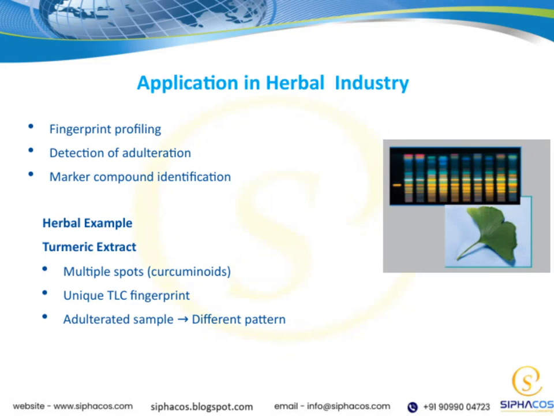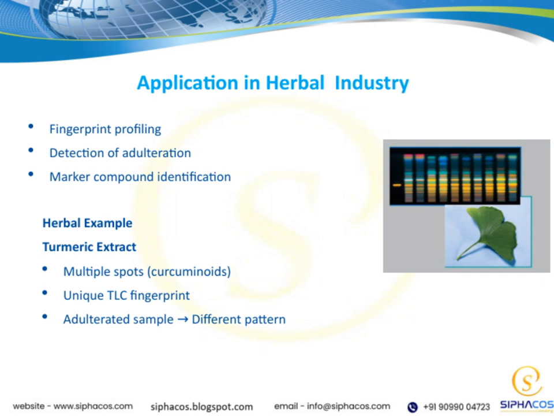Let's take a closer look at this herbal example, specifically turmeric extract. As you can see, it contains multiple spots, or curcuminoids, which are the key active compounds responsible for its health benefits. These compounds can be identified through a unique TLC fingerprint, which essentially acts as a chemical signature for the extract. Now, when we analyze an adulterated sample, we notice a different pattern in this fingerprint, indicating that something has been added or altered.